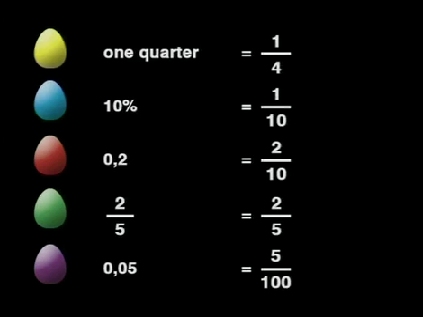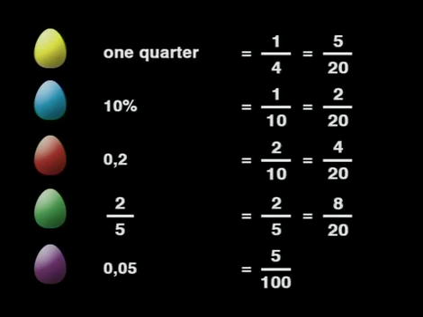If we make them all 20ths, we get 5 20ths, 2 out of 20, 4 out of 20, 8 out of 20, and 1 out of 20. And if we add these up, we should get 20 20ths. 5, 7, 11, 19, 20. Excellent. They add up to 20 20ths, which is 1 whole. Look what we've got now. There are 8 green eggs for every purple egg.